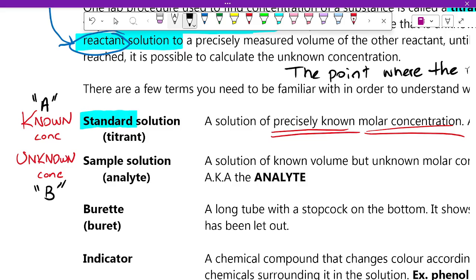There are other words for these things. The standard is also known as the titrant. The sample is also known as the analyte because you analyze it. The standard solution is called the titrant because you titrate the sample with it.